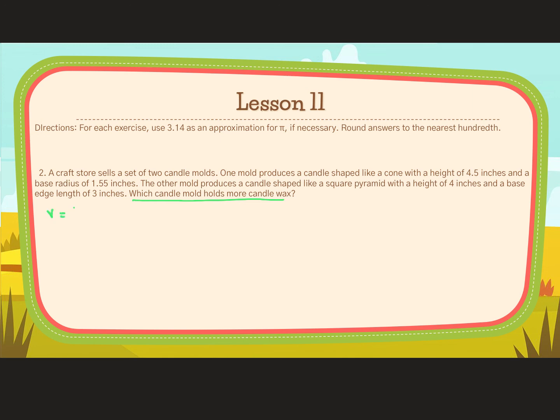So we have V is equal to 1/3 pi r squared h. So that is the cone. So we have V is equal to 1/3 times 3.14 times 1.5 squared times 4.5. All right, so remember our radius is squared here. And when we plug all that into the calculator, we get approximately 11.32 inches cubed because we're talking about volume here.